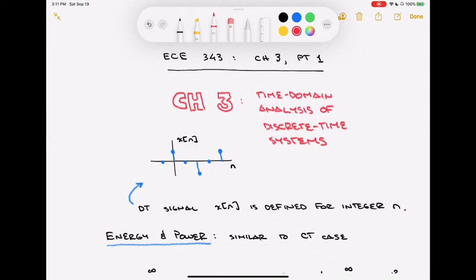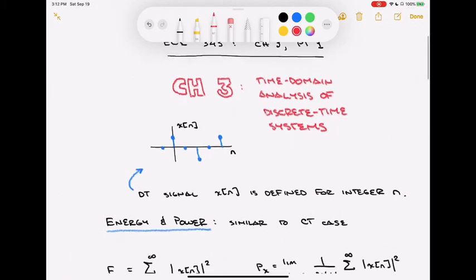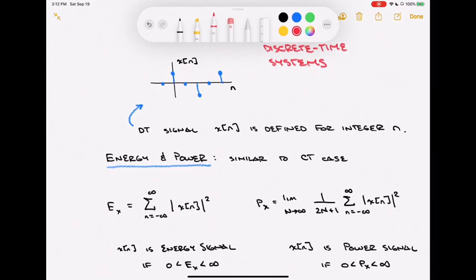Many of these are going to look very familiar from what we saw in continuous time, but there are some notable differences that really need to be highlighted, so I'd like to take a few minutes and do that. We can recall from chapter 1 that a discrete time signal x of n is a signal that is defined for the independent variable n, which we take to be time, and that time variable n must be defined for the integer set. So a discrete time signal is only defined on the integer set n.